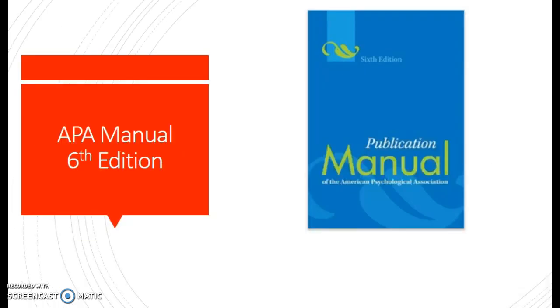The very first thing I want to make sure everyone understands, we are using the 6th edition of the APA manual. If you do not have a copy of this book yet, you will need to find one, borrow one, check one out of the library, check to see if in your own school library, if your librarian has access to one. But this is going to be very helpful throughout this entire program.